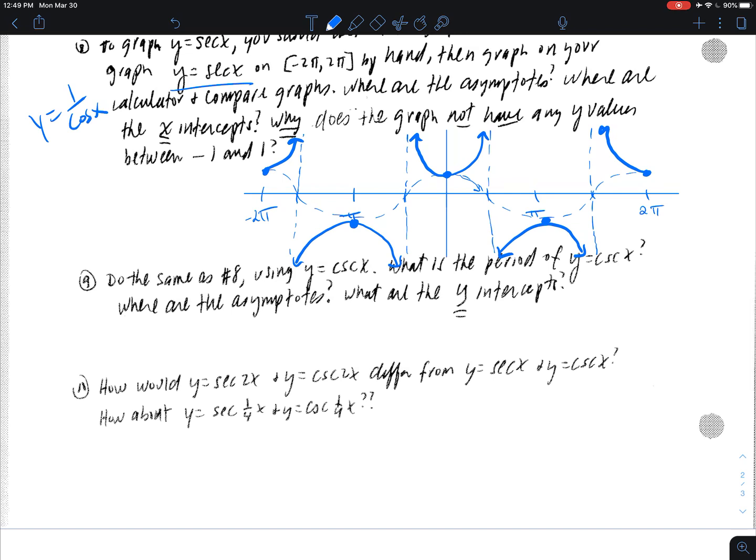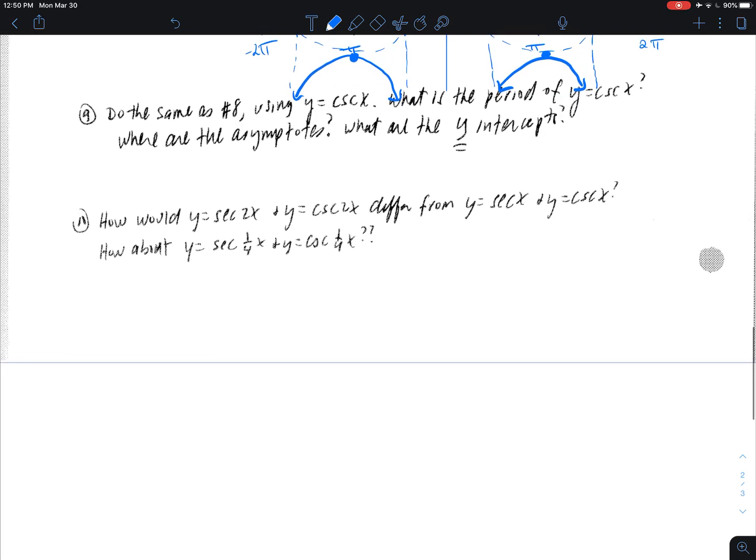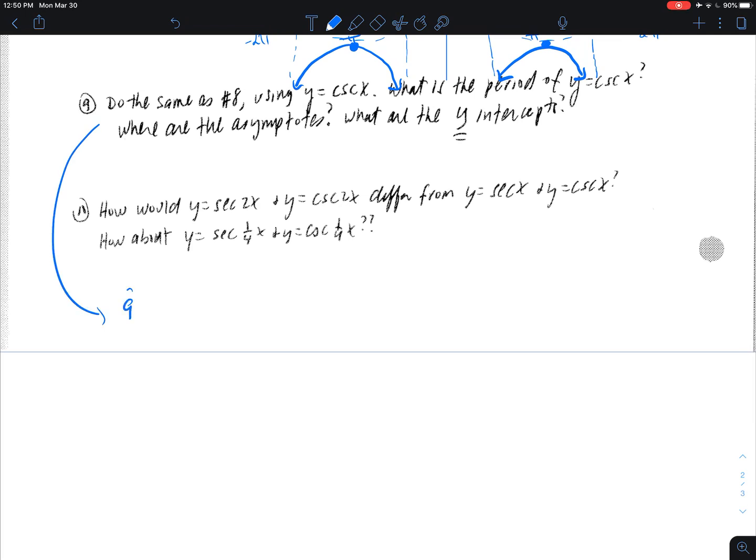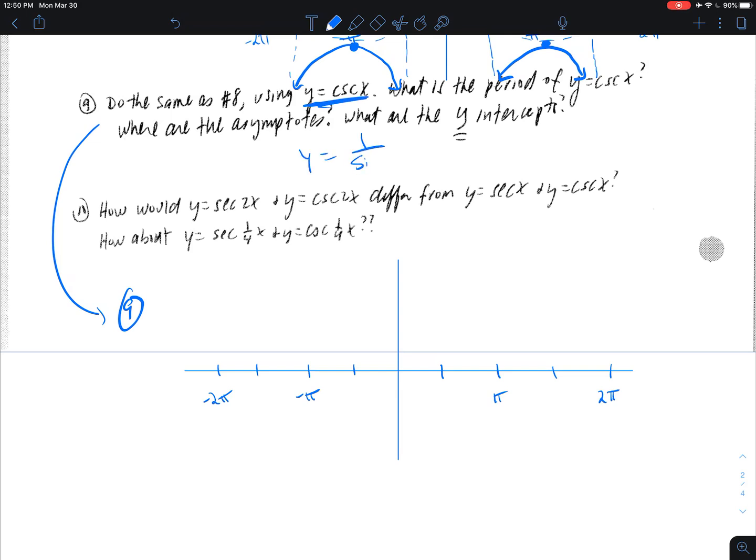We'll do the same thing for cosecant, and I'll have to maybe sneak that graph down here for number 9. Just throw that together. Now I have a little more space. 1, 2, 3, and 4. 1, 2, 3, and 4. Now, if I'm talking about y equals cosecant, I'm actually really interested in what sine is doing. Y equals 1 over sine of x.